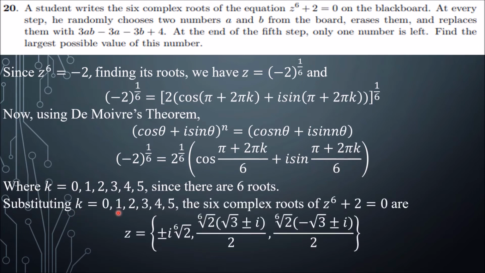Substituting k is equal to 0 to 5, we will get the 6 complex roots of z raised to 6 plus 2 is equal to 0. And the 6 complex roots are this one here. Positive negative i, 6th root of 2. 6th root of 2 times square root of 3 positive negative i divided by 2. And then 6th root of 2 times negative positive negative i all over 2. So these are the 6 complex roots of this equation.